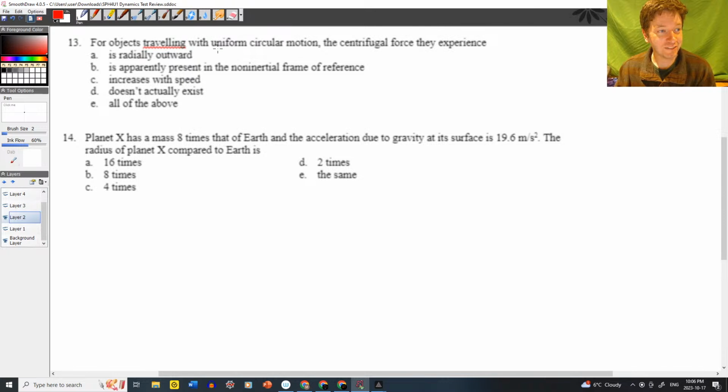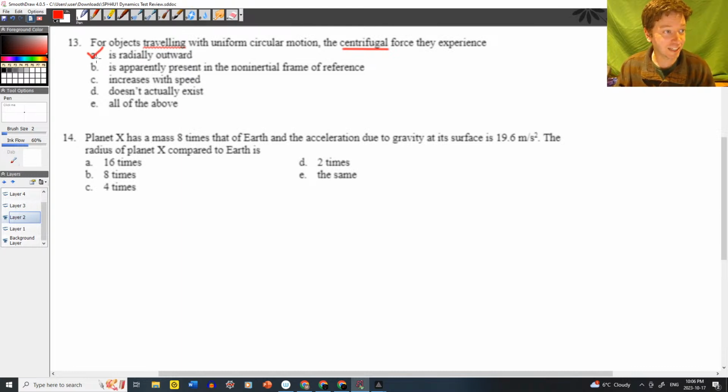For objects traveling with uniform circular motion, the centrifugal force, that's our fictitious force, right, they experience is... so centripetal force is always radially inwards. Okay, that's the real force that causes circular motion. Centrifugal force is the fictitious force you feel when you're inside of this circular non-inertial frame of reference, and it is in the opposite direction. So it's radially outwards. Okay, so this is true.